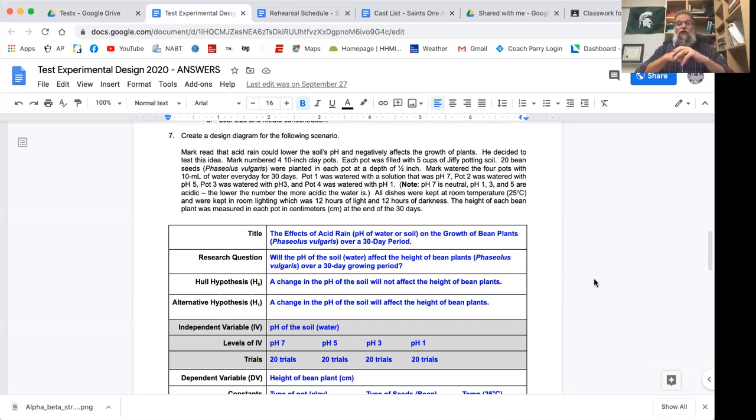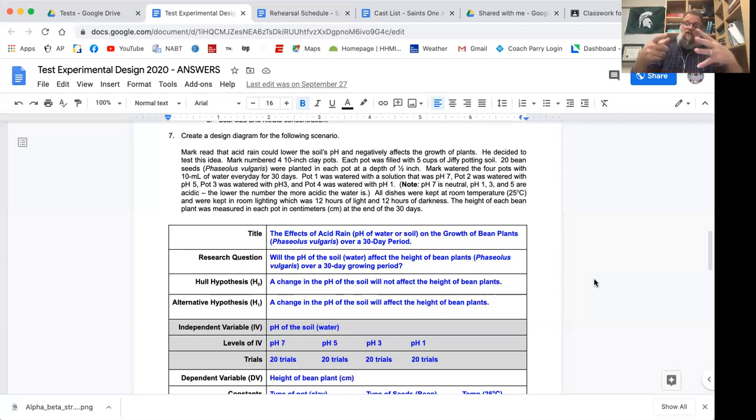Notice we did include the species name, and we did include the period of the experiment, the duration of the experiment, which gives us a complete title. The effects of acid rain on the growth of bean plants, Phacelia vulgaris, over a 30-day period. You had to put the genus, species name, and the duration either in the title or the research question. It has to be in either the title or the research question, preferably in both.